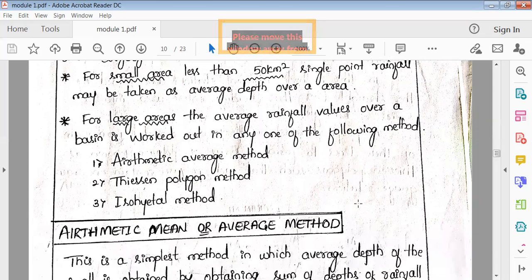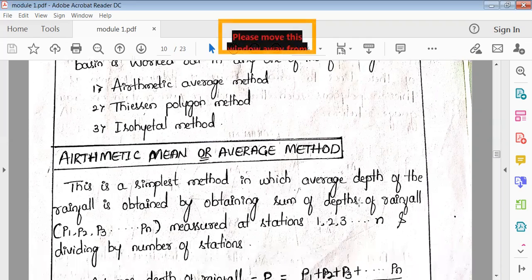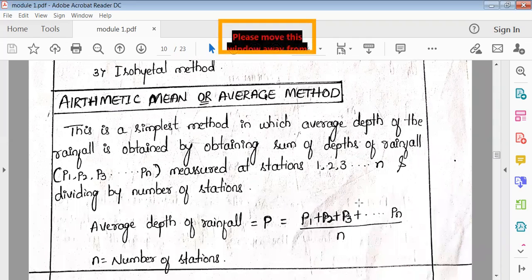So there are basically three methods to calculate this. One is the arithmetic average method, then the Thiessen polygon method, and the third one is the isohyetal method. First is the arithmetic method, also called the average method. This is the simplest method to calculate the average depth of rainfall. It is the sum of all the depths of rainfall measured at every station, for example P1, P2, P3, and so on up to Pn, measured at stations 1, 2, 3, and so on up to n respectively.